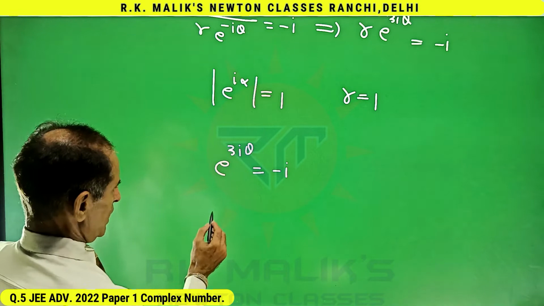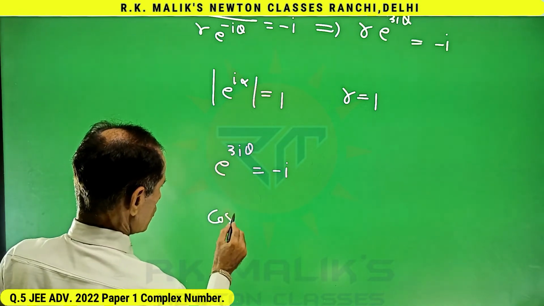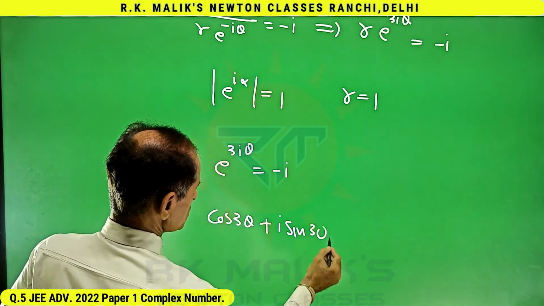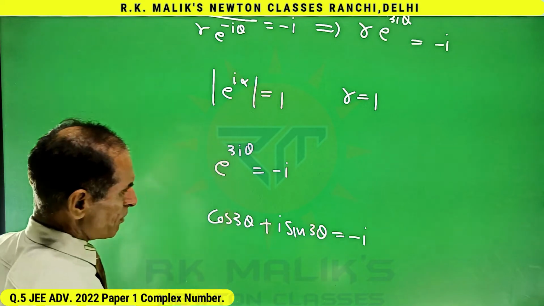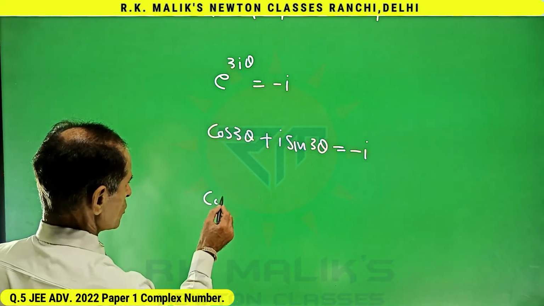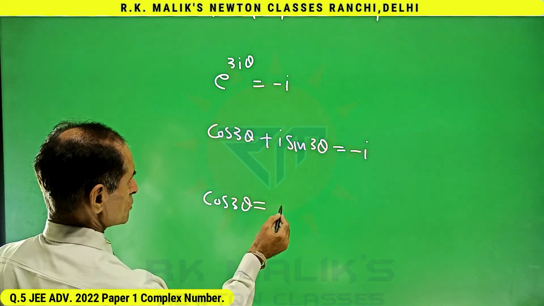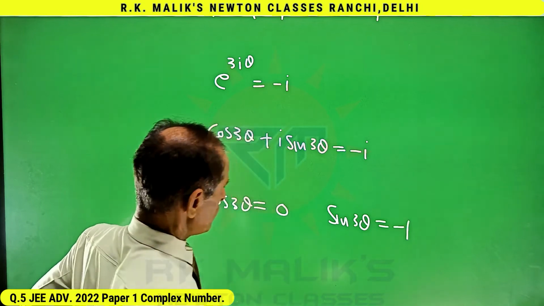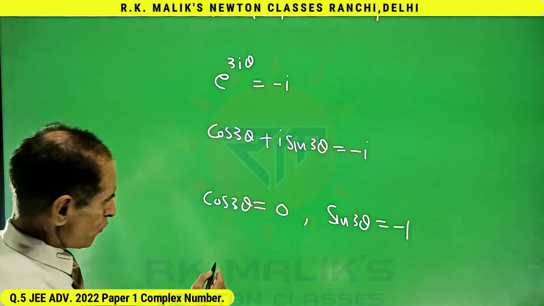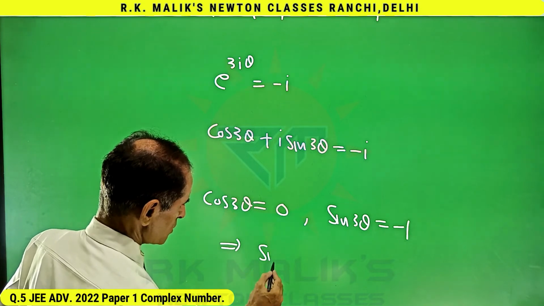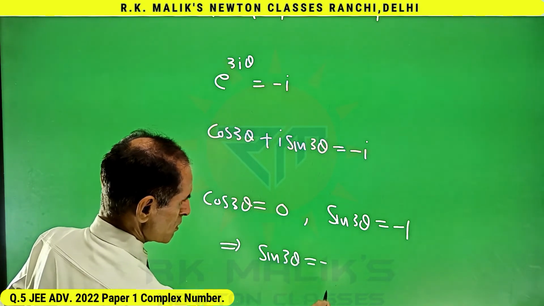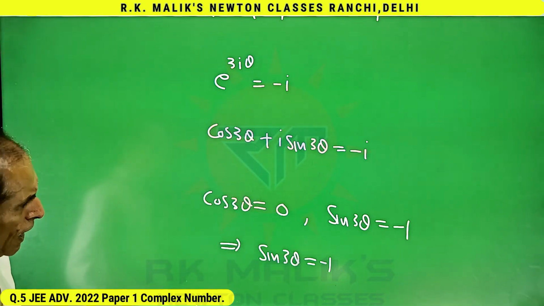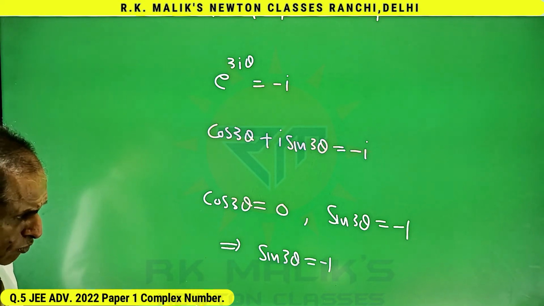use this. And therefore now I get cos 3 theta plus i sin 3 theta equal to minus i. That is, cos 3 theta equal to 0 and sin 3 theta equal to minus 1. From here I can easily say that because if sin 3 theta is minus 1, cos 3 theta will automatically become 0.